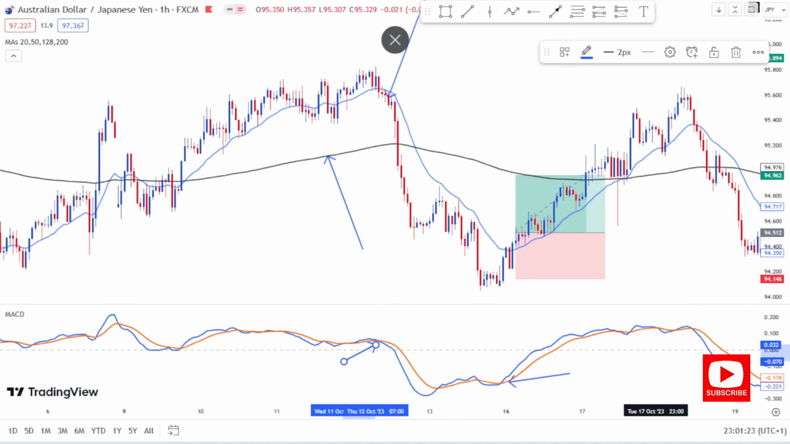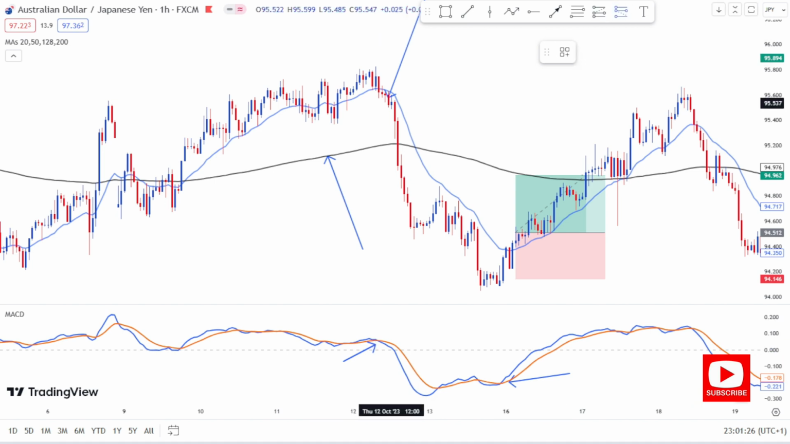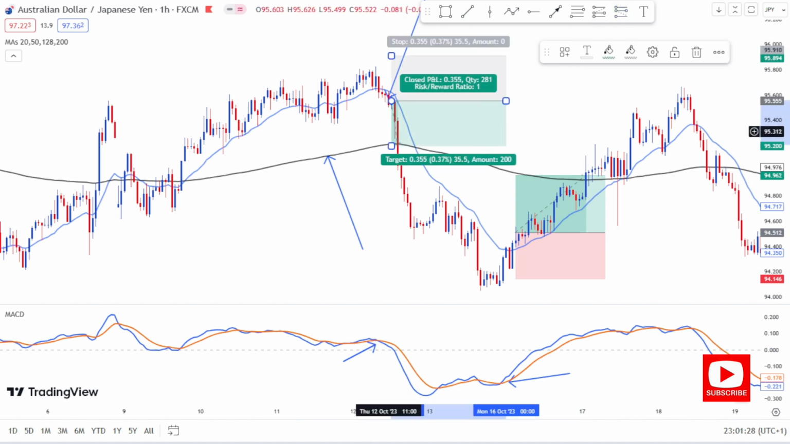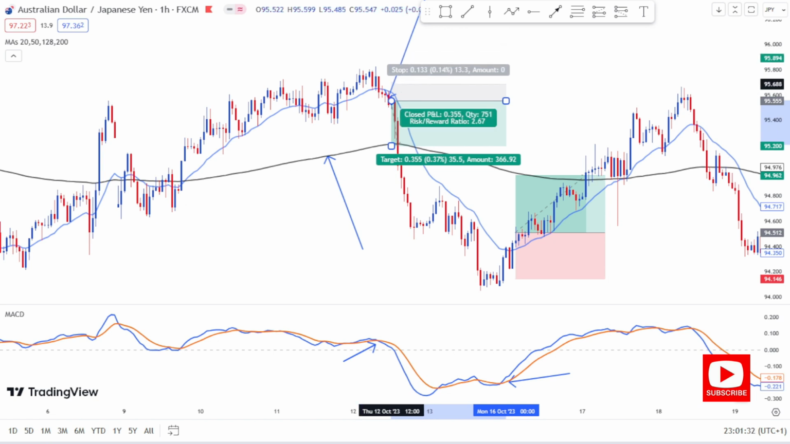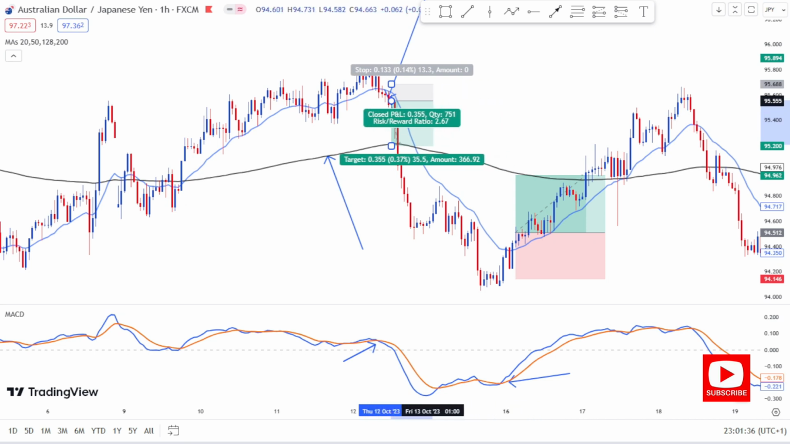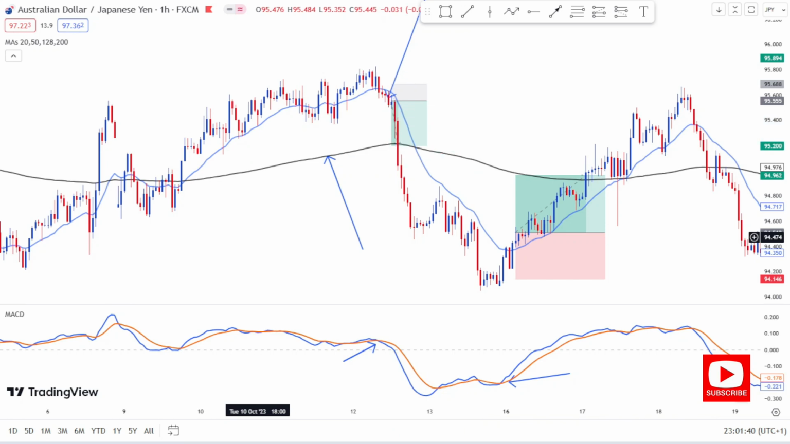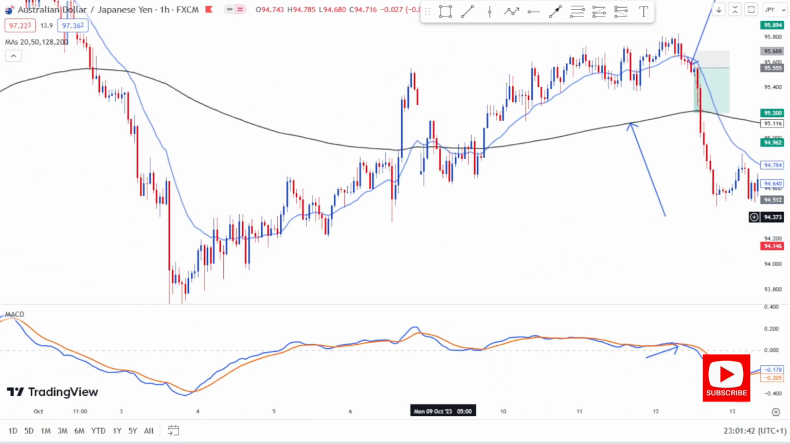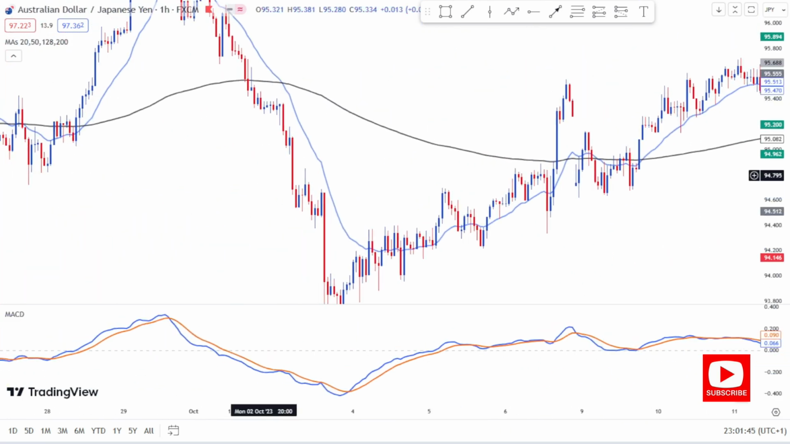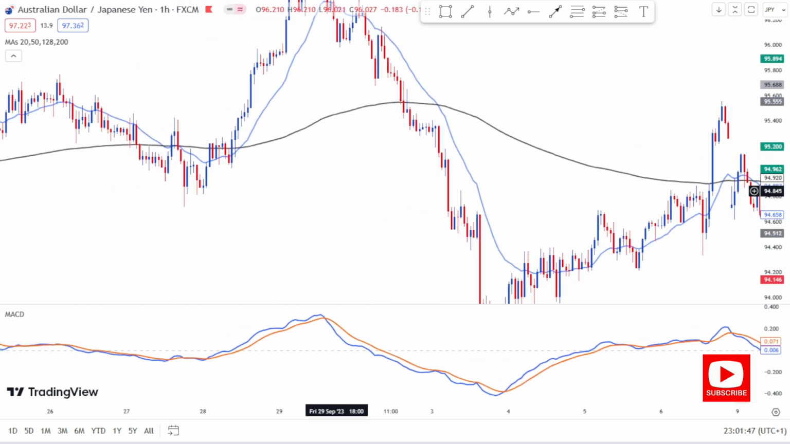So we will take our sell positions right where the price was broken and right where the MACD crossover. We are going to be taking our stop loss slightly above the moving average 20, and our take profit is going to be the moving average 200. Let's look at one last example before we go to the live trading.